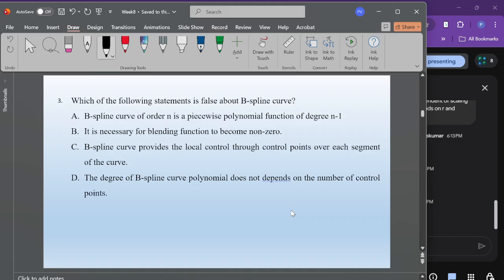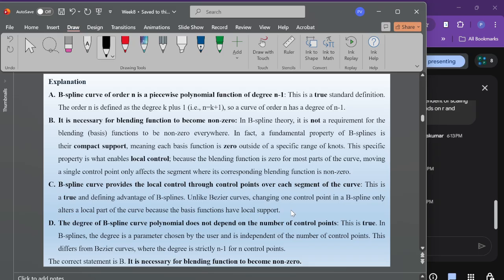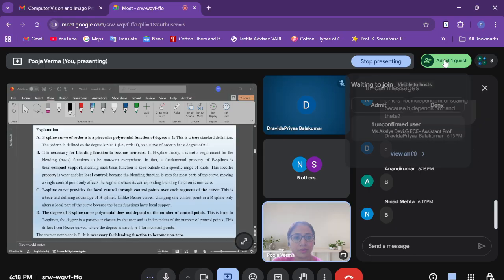Okay, so let's see the explanation. We will go by options. Option A is a B-spline curve of order n is a piecewise polynomial function of degree n minus 1. So this is a true statement as per the standard definition. The order n is defined as the degree k plus 1, so n is equal to k plus 1. So the curve of order n has a degree n minus 1, right?